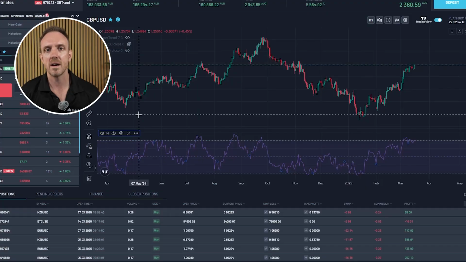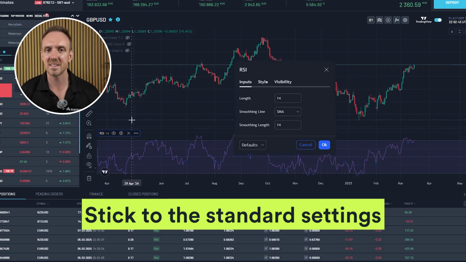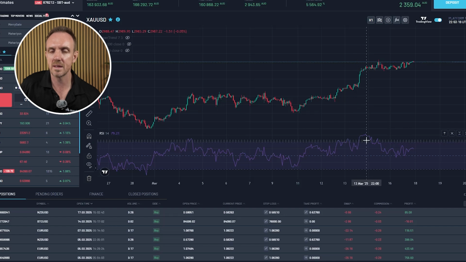The settings on the RSI can be adjusted based on the trading strategy in the instrument, but I tend to stick with the standard settings just to keep it simple. You may notice that the RSI remains above the 70 level or below the 30 level for a period of time. This is indicative of a strong trend.